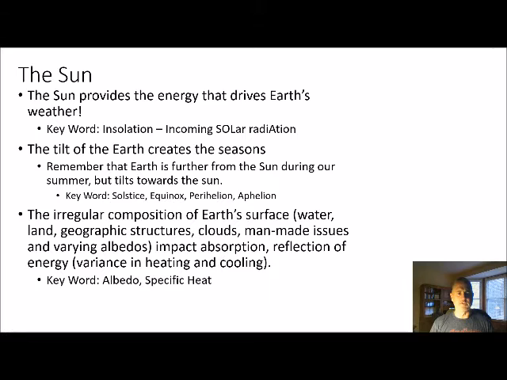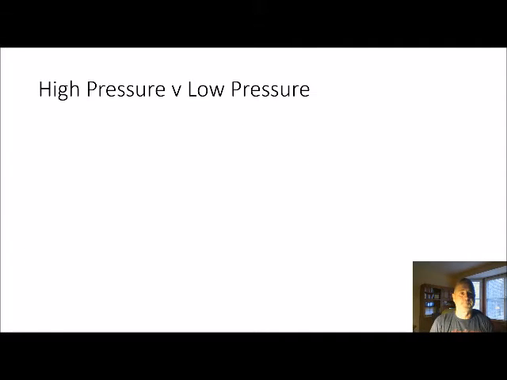We used that example once before of San Francisco and St. Louis. Even though they're basically in the same latitude, San Francisco never gets nearly as warm or nearly as cold as St. Louis, which gets much hotter and much colder through the seasons, just because of its proximity or lack of proximity to water.